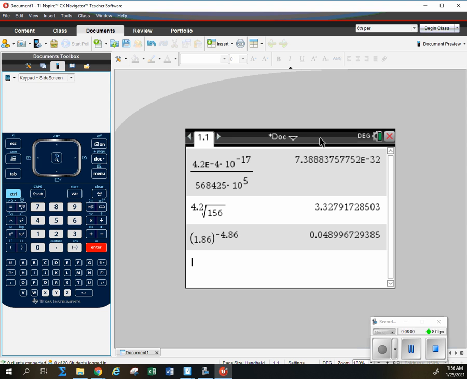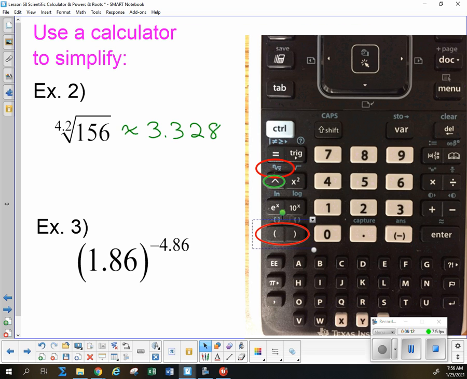And enter. No scientific notation, so I just need to copy this down to 3 decimal places, 0.049. And write that down. Thumbs up at home and here. Are we good with those?